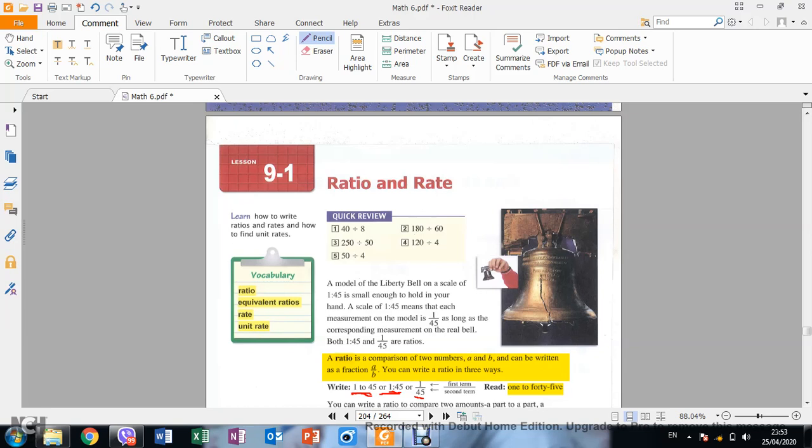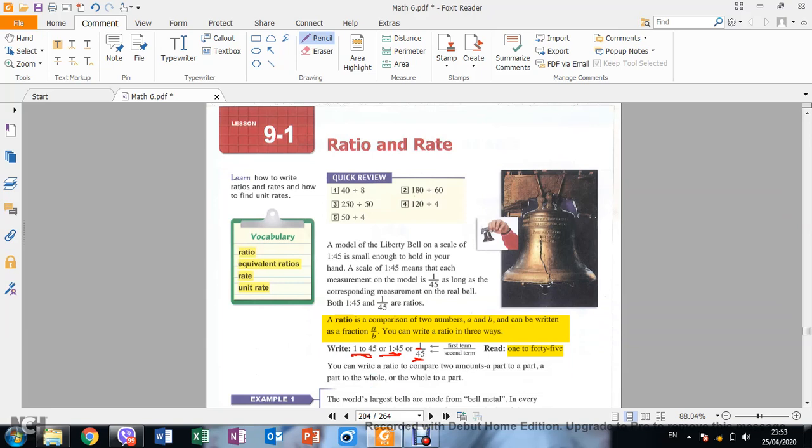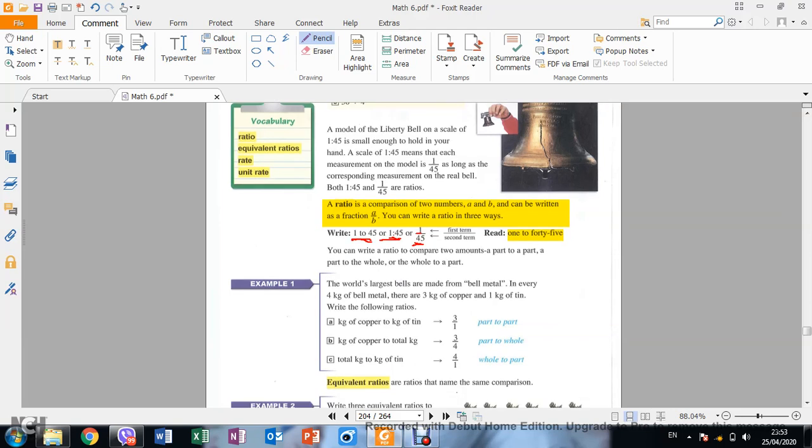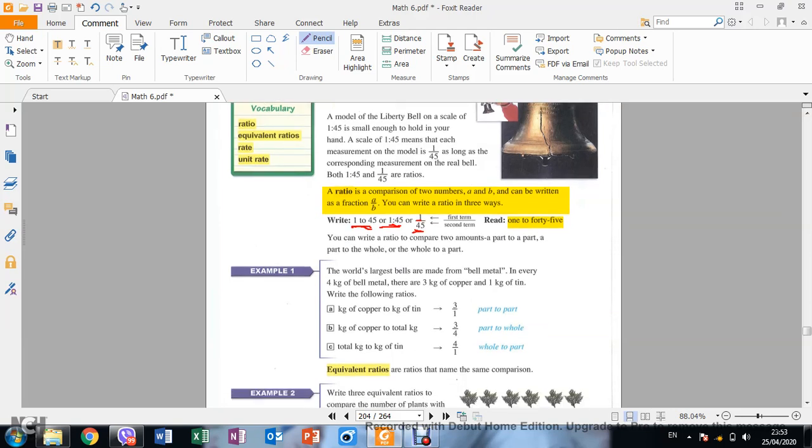How do we read all this? We read this 1 to 45. Okay, you can write a ratio to compare two amounts: part to a part, or part to a whole, or whole to a part. How? Look at this example.